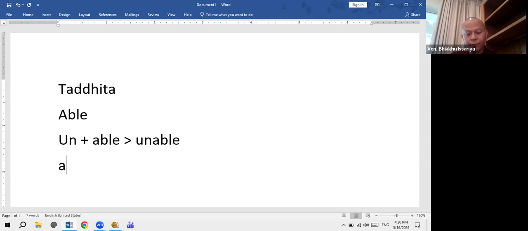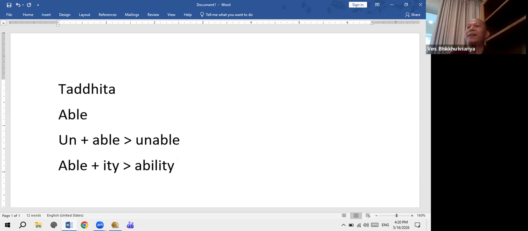And then by adding another word from the back, in this way, ability or something like that. So if we know the word able, then enable is also easy to understand. Ability is also easy to understand. Maybe the other ones, disable or disability, right?